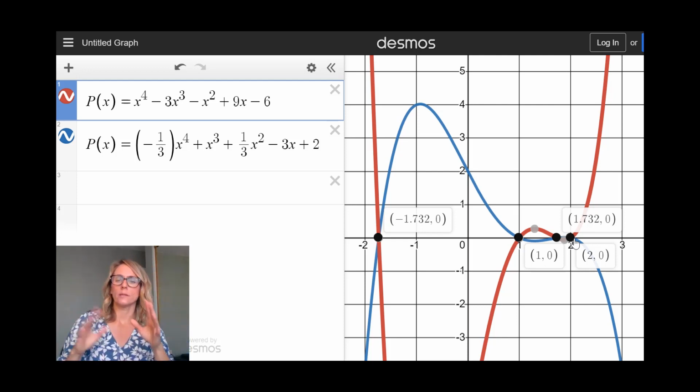But notice similarities and differences here. Key thing, they have the same zeros.